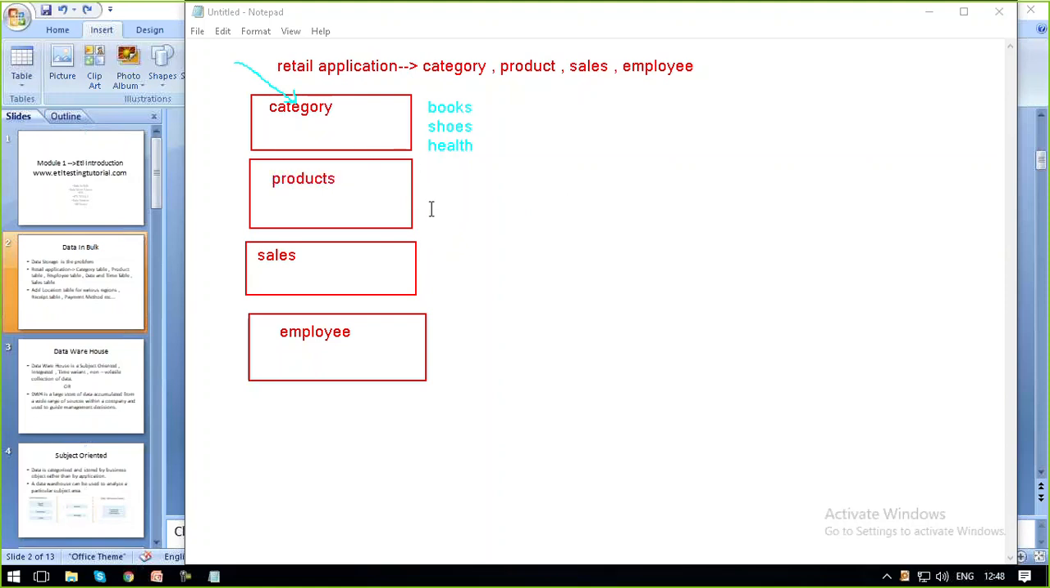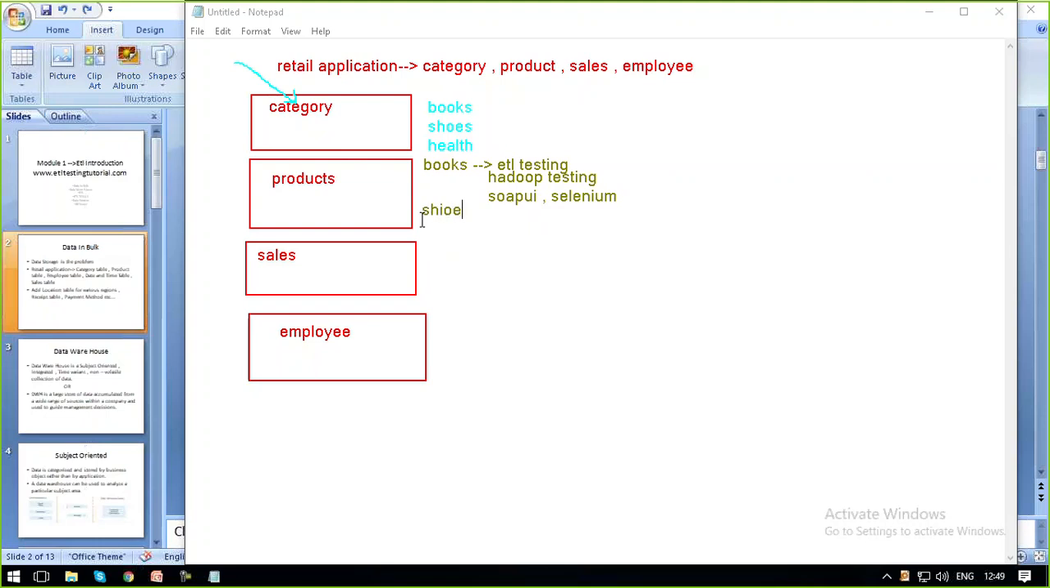Let's say under books we have the book name ETL Testing. This is under which category? This is under the books category. In the same way, under books we may have products named Hadoop Testing, or the book name SoapUI Testing, and the same way Selenium Testing. And this is for only one category, named books.